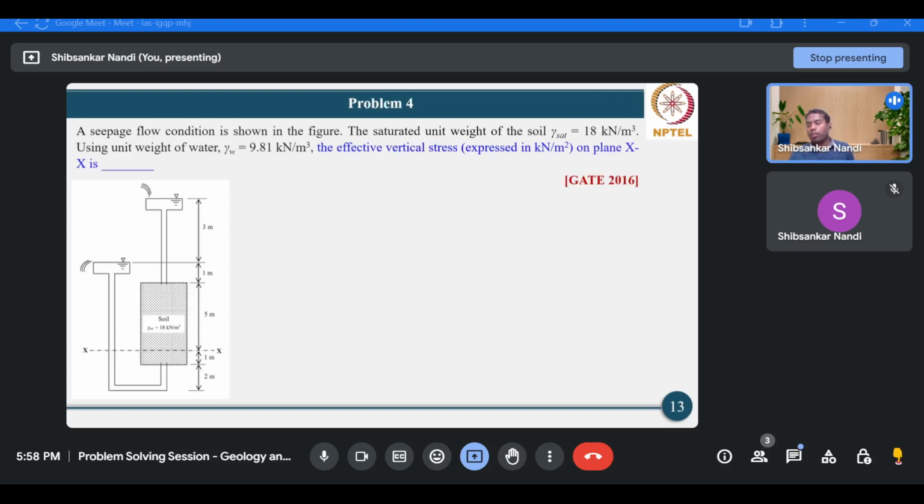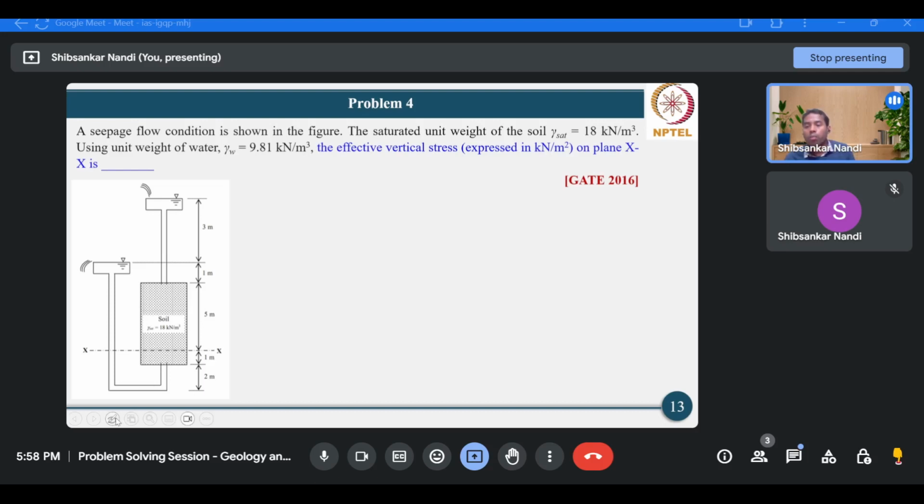Okay, so next we'll solve one problem which was basically asked in the GATE examination 2016. In this problem, a seepage flow condition is shown in the below figure, and the saturated unit weight of the soil, gamma sat, is given as 18 kilonewton per meter cube. Using the unit weight of water as 9.81 kilonewton per meter cube, you have to determine the effective vertical stress on plane XX.